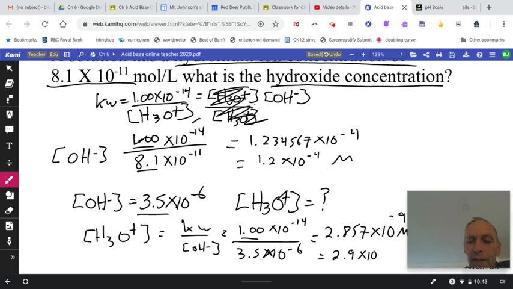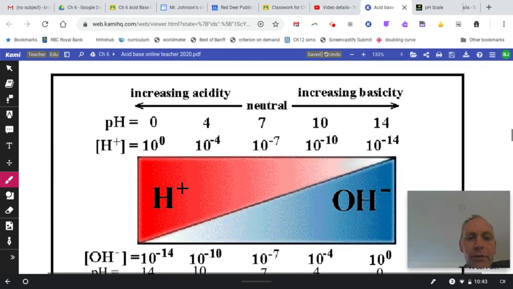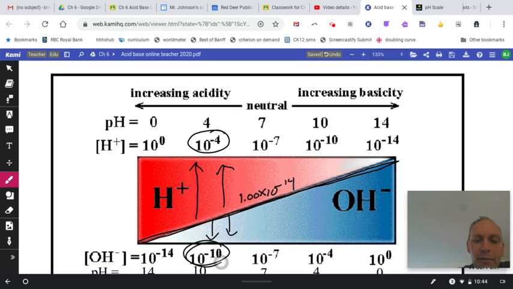2.9 times 10 to the negative 9 moles per liter is the concentration of hydronium. All right, so you can see how Kw is useful for converting hydroxide to hydronium, and hydronium to hydroxide. This little diagram shows you how hydronium and hydroxide are inversely proportional. As hydronium decreases, hydroxide increases. And this line in the middle represents their product, which is always 1 times 10 to the minus 14. So if I take this one and multiply them together, I get 1 times 10 to the minus 14.